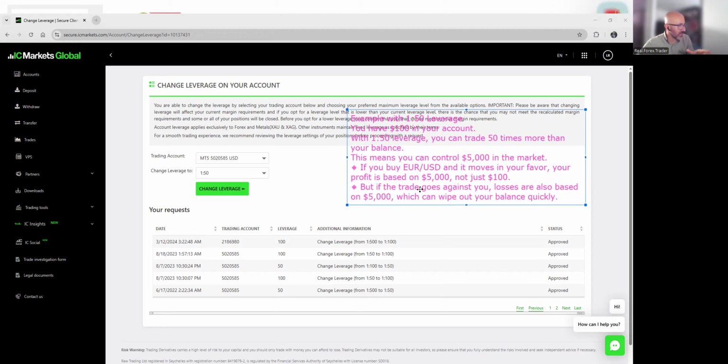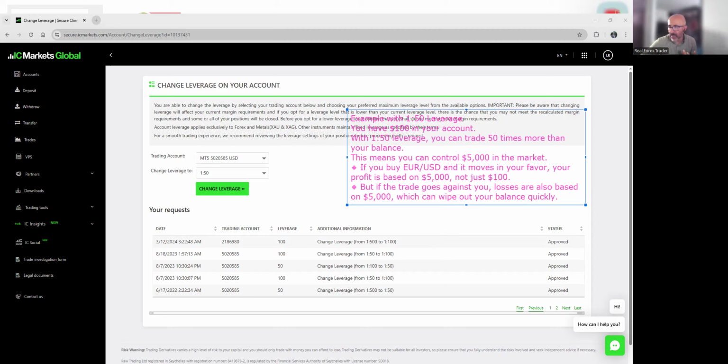If you have $5,000, right, in this case, and the operation moves in your favor with that leverage of 150, okay, you will be making, in this sense, based on $5,000, not on $100. But if the trade goes against me, it's going to be exactly the same. It's going to be $5,000 base. And that would be absolutely wiped out my account, right?